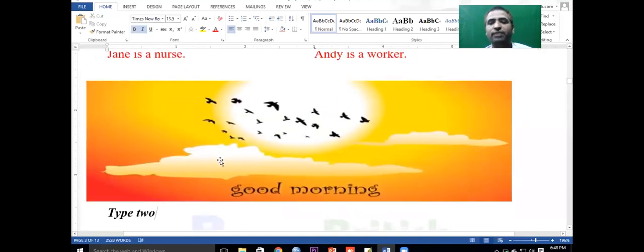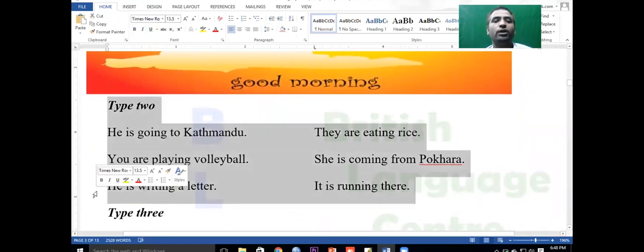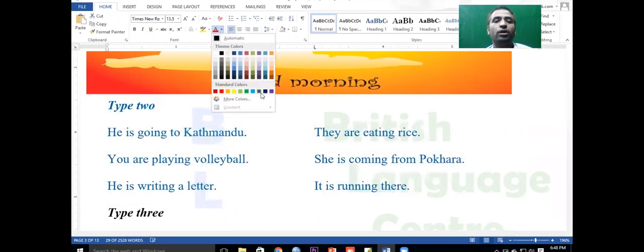I have categorized them. There is not that much big distinction regarding the type. So go through first type, second type, and third type, and you will understand what the criteria of the categorization of these types are. So type two, let me put it into blue color over here.